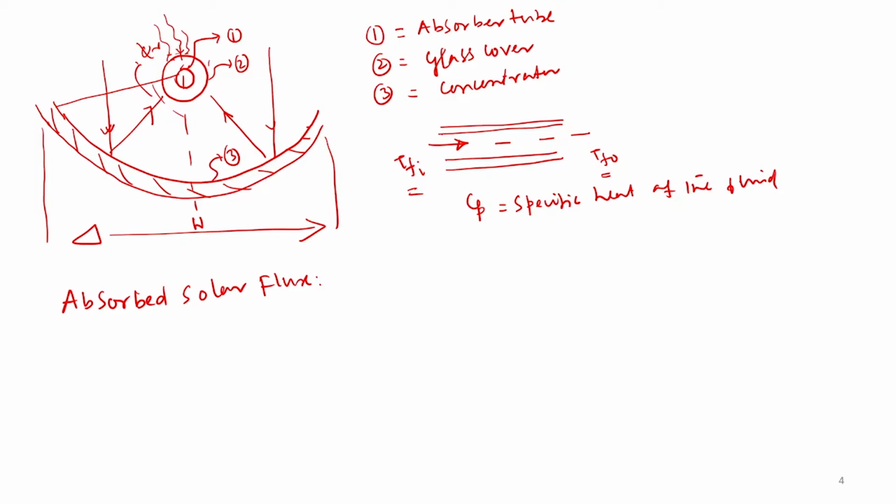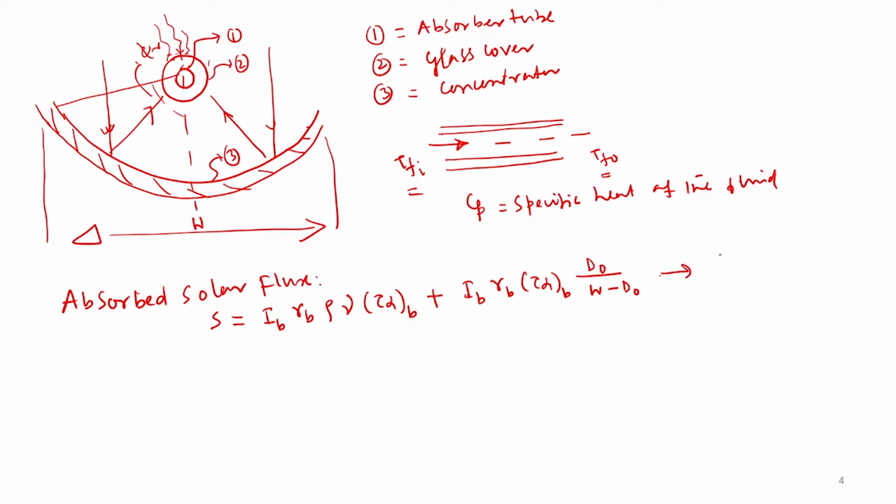Now, we are interested in the absorbed solar flux, which is represented by S. So, we can write IB, then we have RB, then we know rho, then gamma, tau alpha for beam radiation, then we have IB, then RB, tau alpha for beam radiation, then D naught divided by W minus D naught.